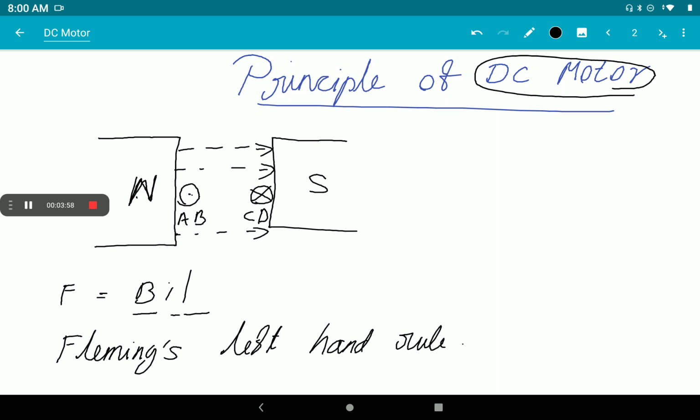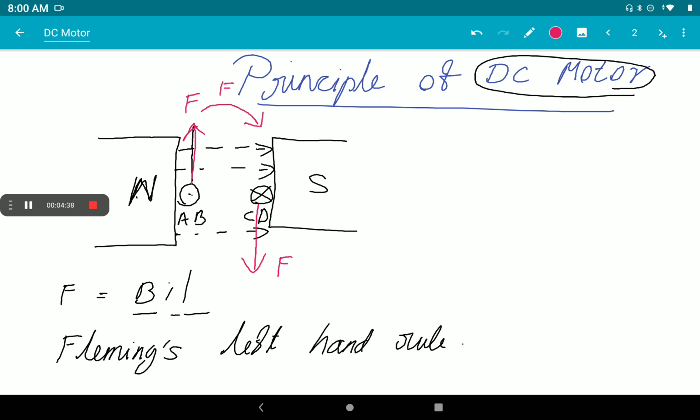By applying Fleming's left hand rule, we can see the direction of force on conductor AB will be upward. Applying Fleming's left hand rule on conductor CD, we can see the force will be in the opposite direction. In an armature there will be numerous conductors, so collectively this force will be in the clockwise direction. The total resultant torque produced on the armature will be in the clockwise direction.